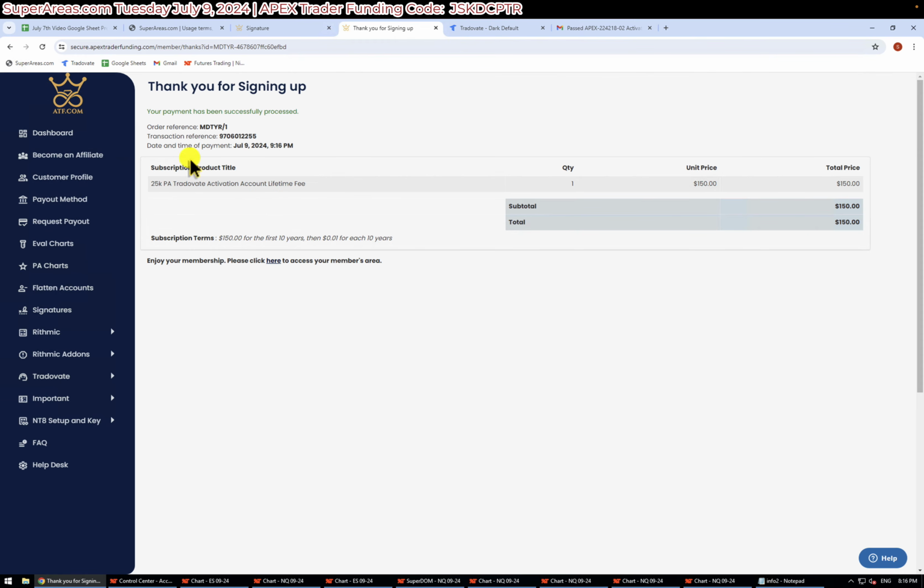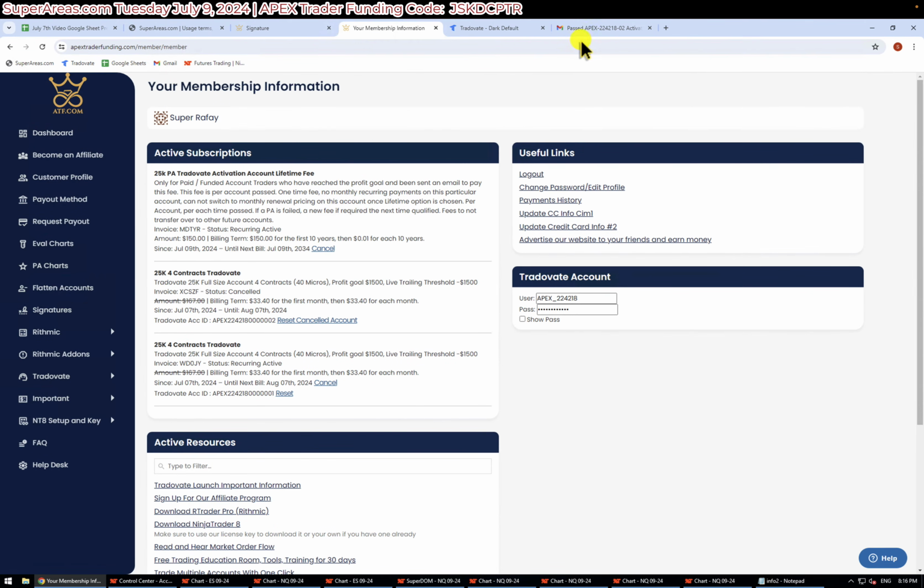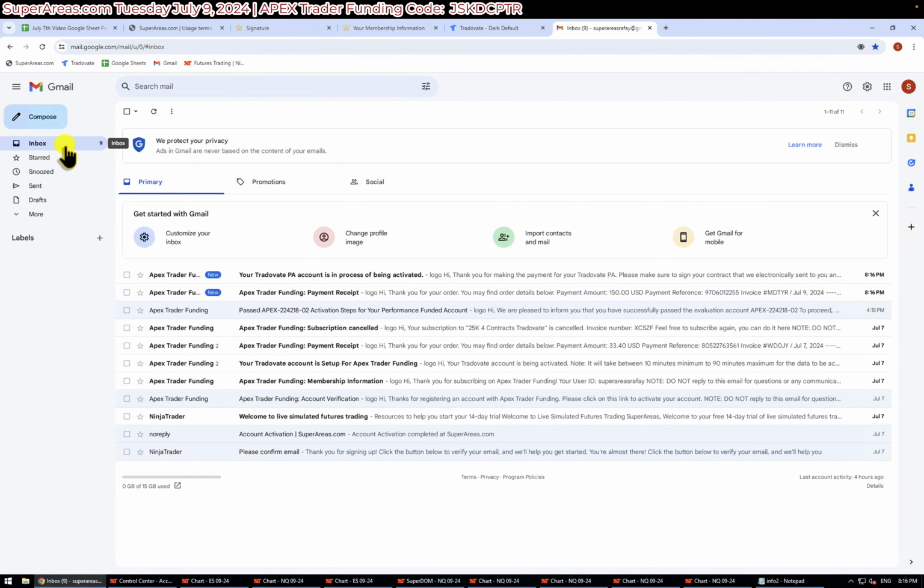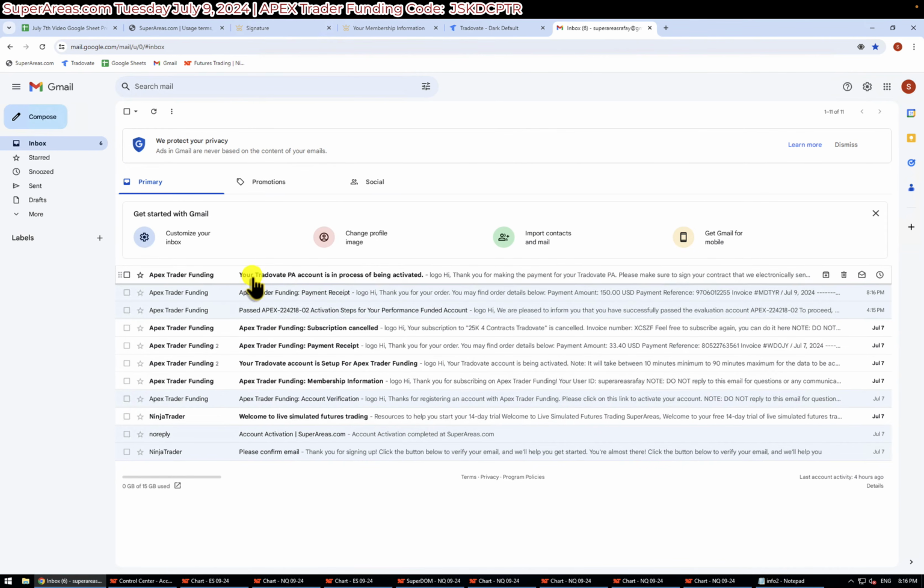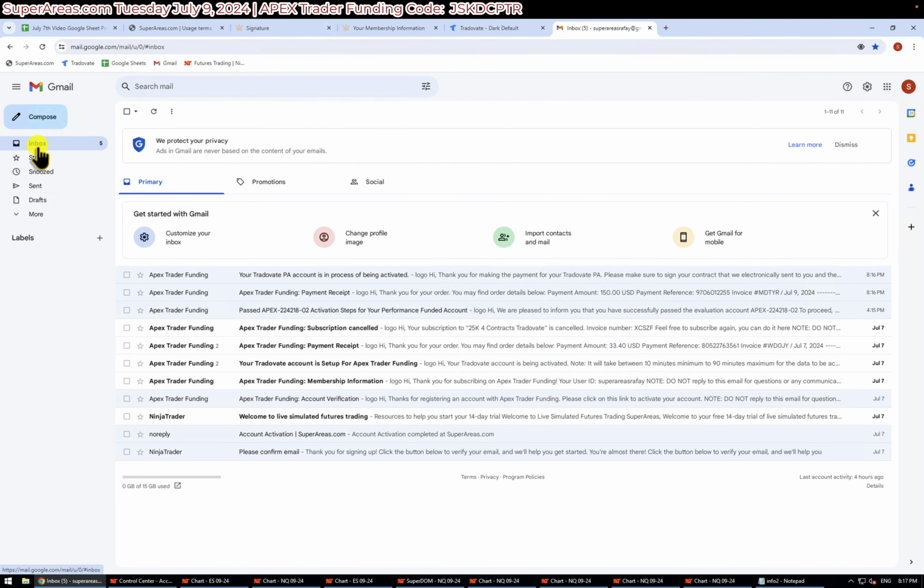And now I go back to my dashboard, and let's check my email. So I should have an email from, there you go, I received a payment receipt from Apex, and it says, okay, I paid $150 USD, that's my account number, everything is good. Let's go back into email, and it says, now this is important, your Trade Ways PA account is in the process of being activated. And there you go. So I am ready. I have an active PA now.